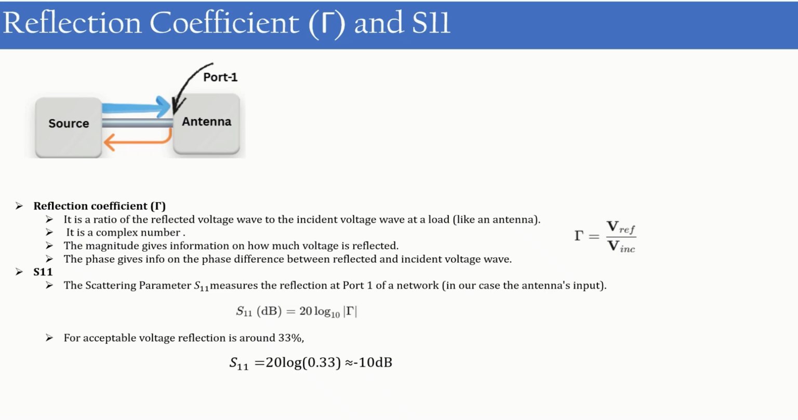For the acceptable level of S11, we know that the acceptable level of voltage reflection is around 33%. Based on that, we can calculate the accepted level of S11. Based on this, the accepted level of S11 is calculated as minus 10 dB. This indicates that if we have an S11 which is less than or equal to minus 10 dB, the antenna is performing well, or only 10% of power is getting reflected back, or only 33% of voltage is getting reflected back. So that is the measure of S11.